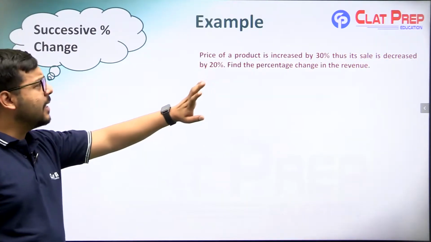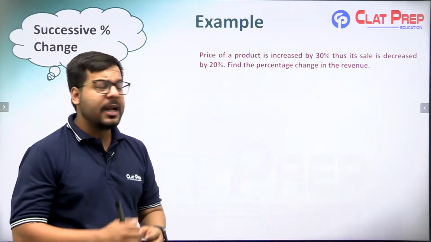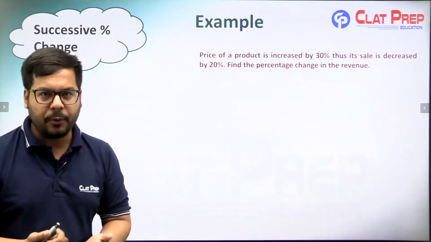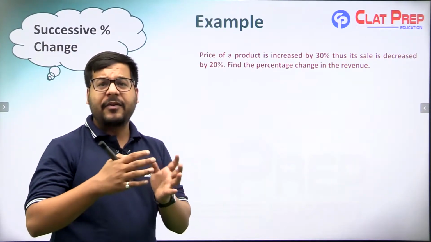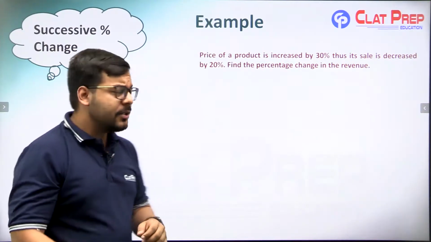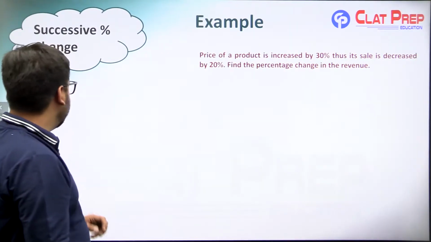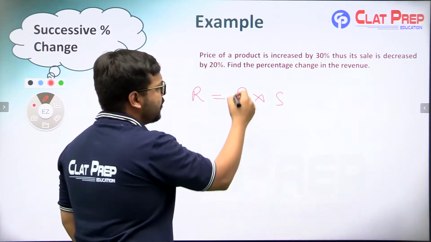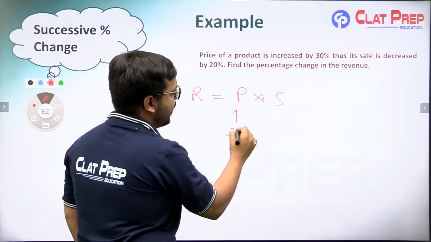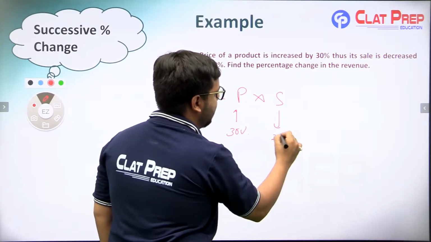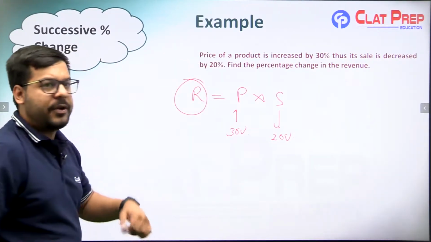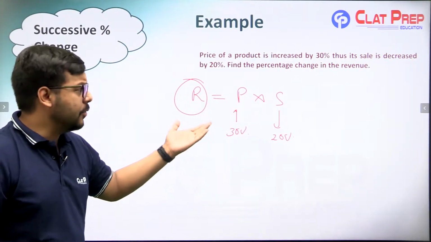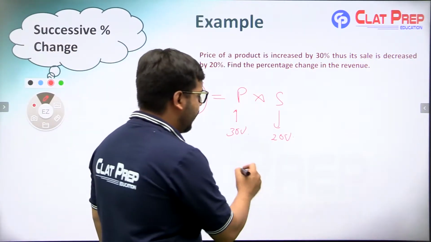Let's look at another example. Suppose the question says that the price of a product is increased by 30% and thus the sale is decreased by 20%, and we need to find the percentage change in the revenue. Now we can easily relate that the revenue is basically price into sales. So the price has gone up by 30% and the sale has gone down by 20%. How will I do it? I can see that A into B is equal to C. The same relation is given here, so we can use successive.